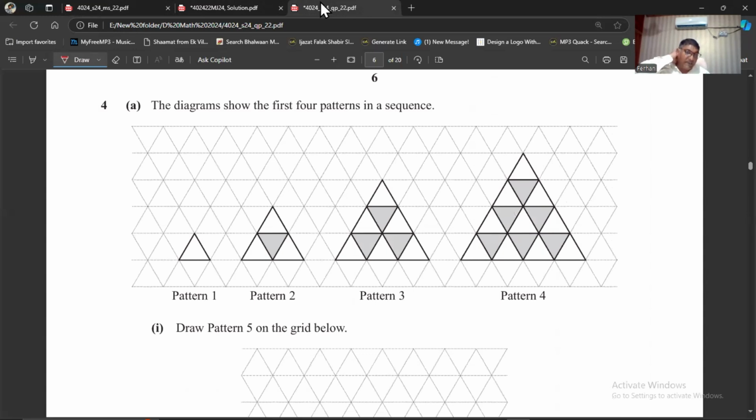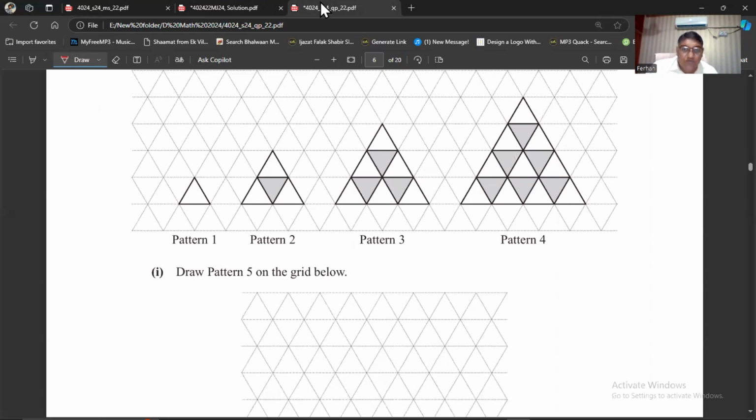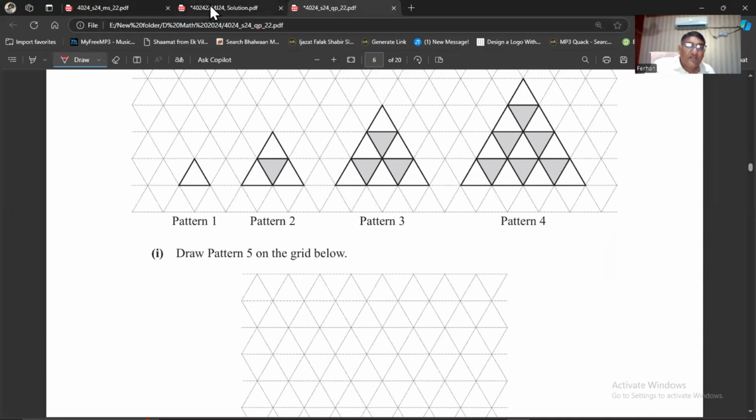Question number 4 is coming up on your screen. He says the diagram shows the first 4 patterns in the sequence, pattern 1, pattern 2, pattern 3, and pattern 4 is there. So he says draw the pattern 5 on the grid below. So we have to draw the pattern number 5. So let me show you.